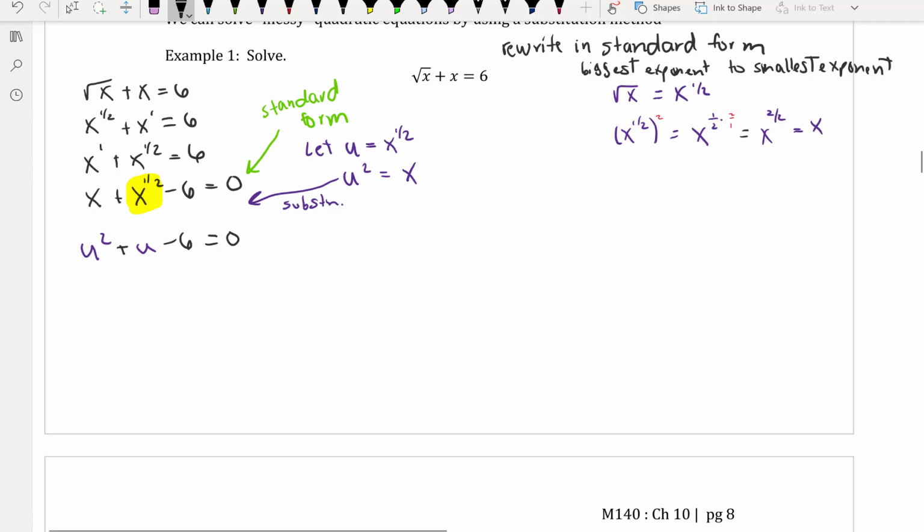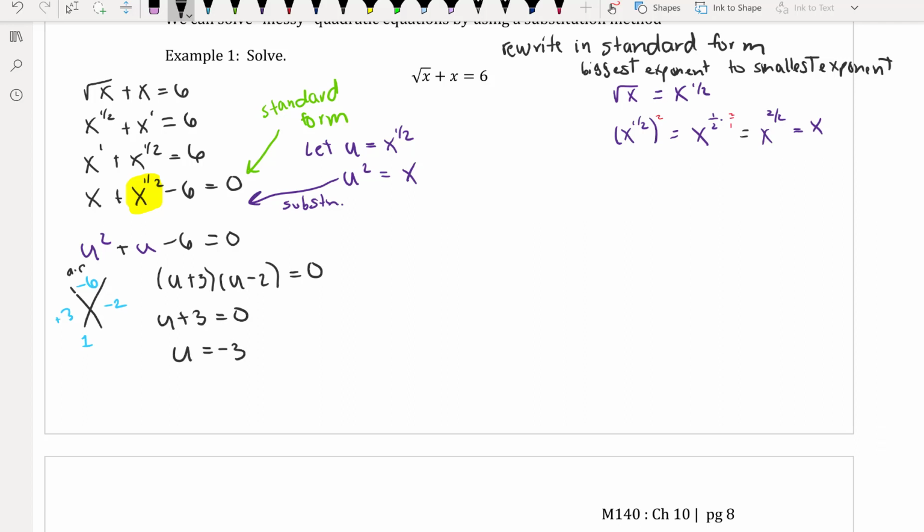Now it's easier for me to factor, because if I was going to factor, my a times my c would be a negative 6, and I have a positive 1 as my b value. So I would have a positive 3 and a negative 2. When I factor this, I would have u plus 3 and u minus 2 is equal to 0. So u plus 3 is equal to 0, so u is equal to negative 3. I also have u minus 2 is equal to 0, so u is equal to positive 2.